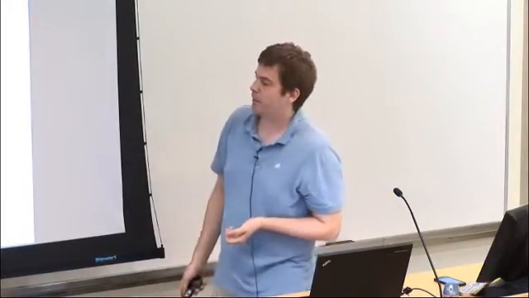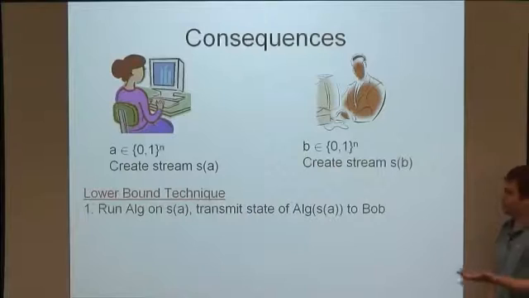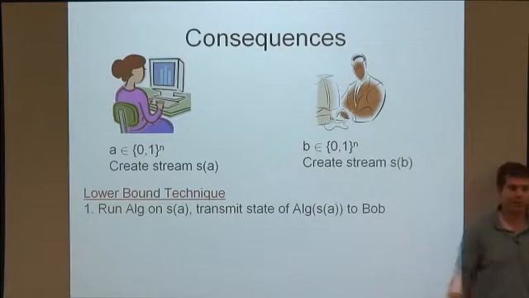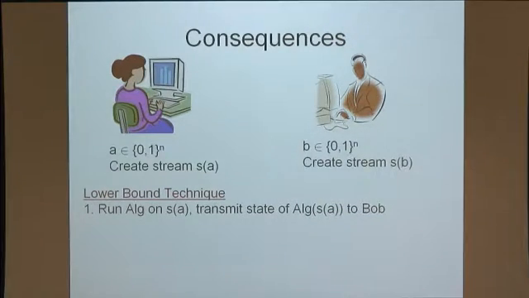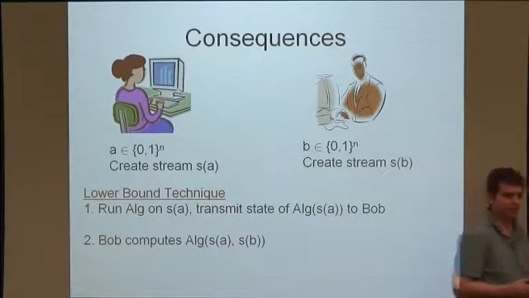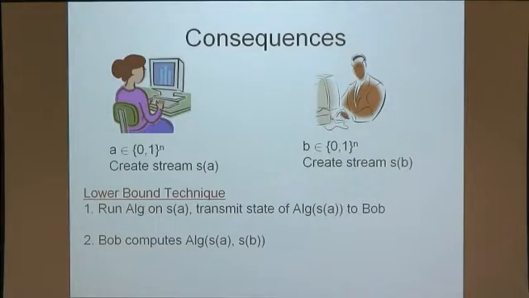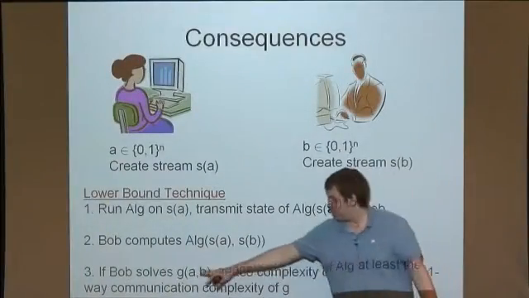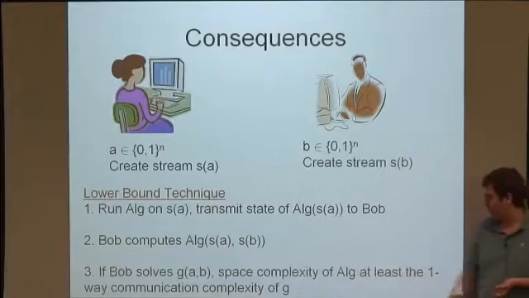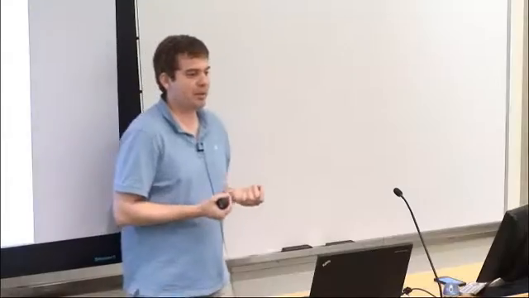And the lower bound technique is the following. Basically, suppose there's some streaming algorithm, alg. Alice runs it on her stream S of A and transmits the state of that algorithm to Bob. Then Bob continues the execution of the algorithm on his generated stream S of B. And at the end, the algorithm will have been run on the concatenation of these two streams. And if Bob can solve some problem, G of AB, these inputs to the communication game, then the space complexity of the streaming algorithm must be at least the one-way communication complexity of solving this problem G.